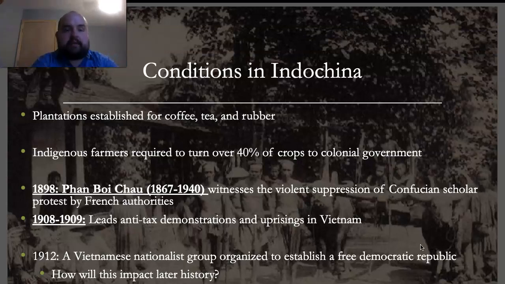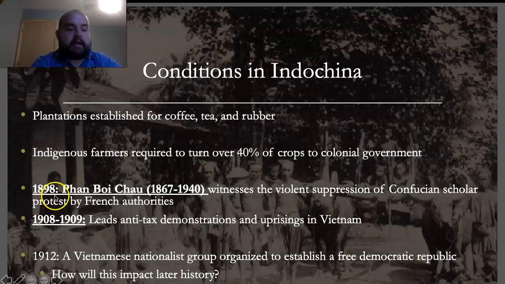As with pretty much every other place we've talked about, plantations were almost immediately established in Vietnam / Indochina as it was known at that time. They were particularly after coffee, tea, and rubber. Indigenous farmers were forced to turn over about 40% of their crops to the colonial government. This, of course, led to uprisings and discontent, as you might imagine.